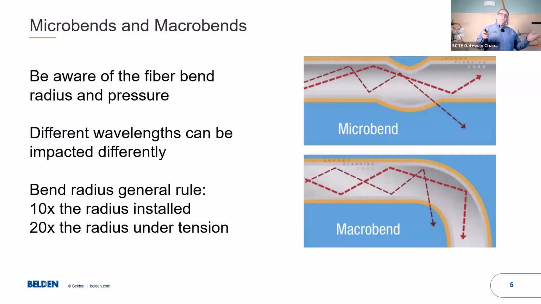Once it's in a house box, once it's in position, a general bending radius of 10 times the diameter is acceptable. If it's under tension, while you're installing it, you're pulling it, you need to have roughly a 20 times bending radius maintained so that you don't disturb the fiber and cause damage to it.